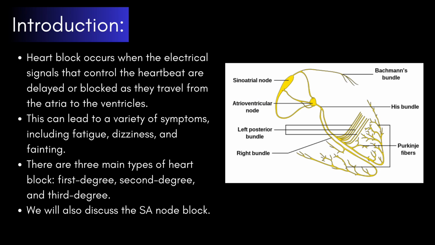Alright, let's start off with a brief introduction. Heart block occurs when the electrical signals that control the heartbeat are delayed or blocked as they travel from the atria to the ventricles. This can lead to a variety of symptoms, including fatigue, dizziness, and fainting. There are three main types of heart block: first degree, second degree, and third degree.